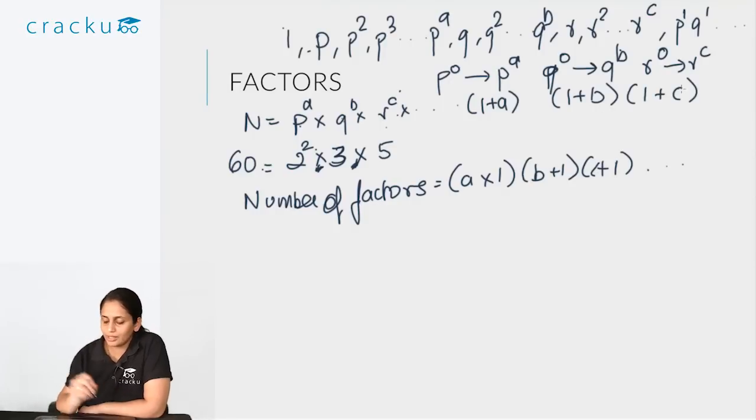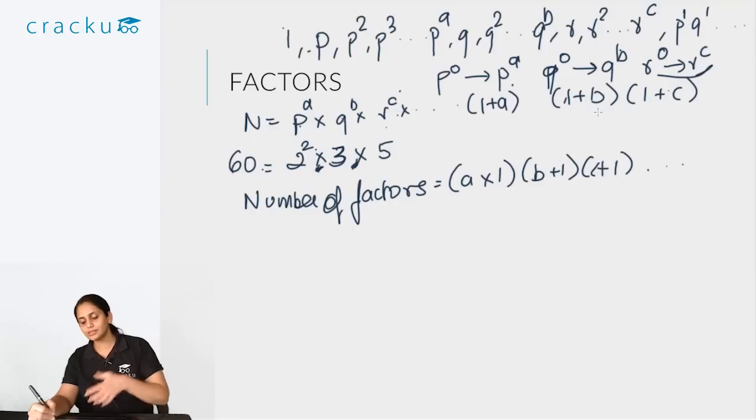So the total number of factors would be one of these values for p into one of these values for q into one of these values for r. So the total number of factors would be (1 plus a) into (1 plus b) into (1 plus c). So this is how we get the concept of total number of factors.